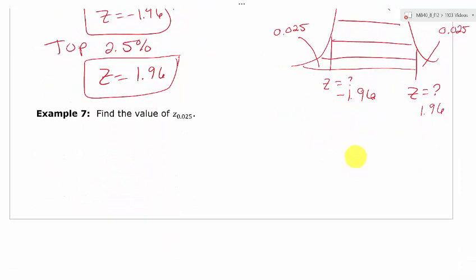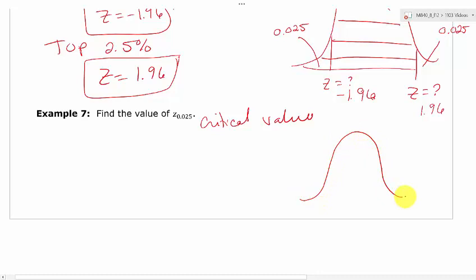And then our last one here, we want to find the value of z sub 0.025. So don't get this confused with the very first problem in this video, which was to find a percentile. This is a critical value. We'll be finding critical values a lot. The percentiles we won't be finding as often, but critical values we'll be looking up quite a bit.